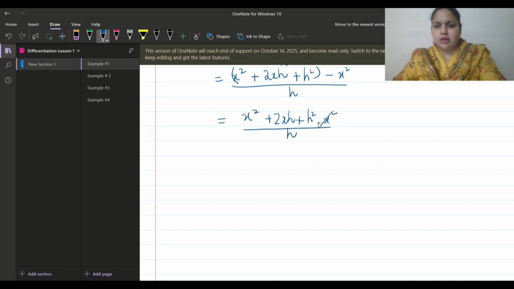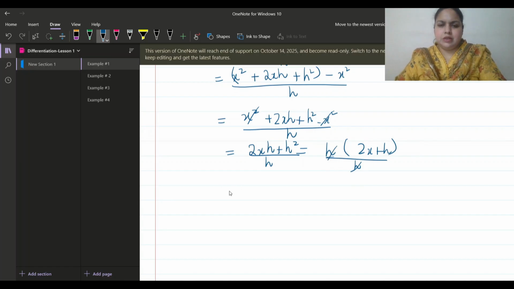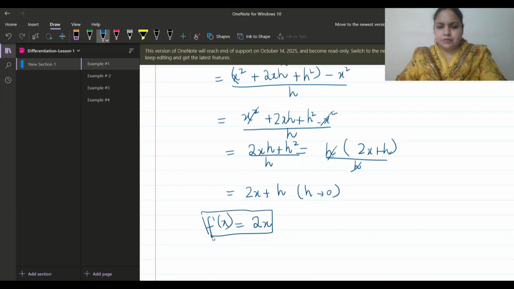We'll simplify it. This x squared with x squared will be cancelled. Okay, so we'll take h common from above. So it will be 2x plus h, and h will be cancelled, since h is approximately equal to 0. So in this way, the derivative is 2x, right? This is our required answer.